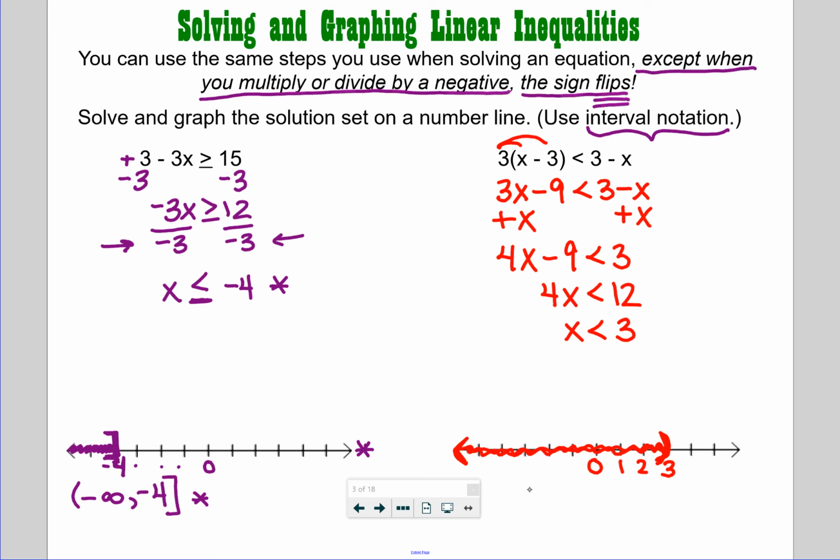So my solution in interval notation would be -infinity to 3 with the parentheses. Any number in that range would give me a true statement in this equation. So you could pick a number anywhere in there, maybe 0. 0 should be a solution. And if you plug 0 into the inequality, you should end up with a true statement. So that's a good way to check your answer.